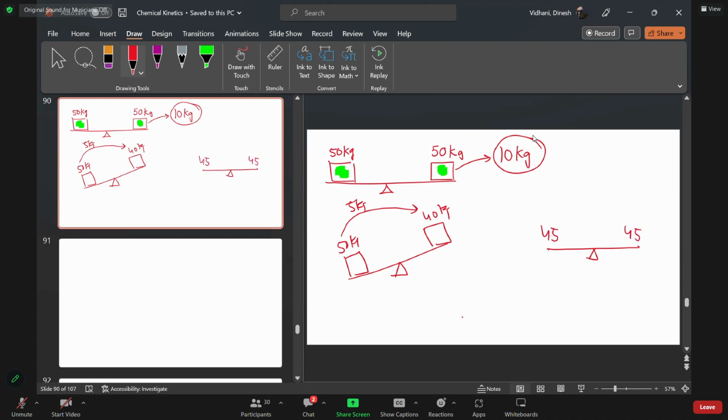Did you see what just happened? When I remove my product from the system, I'm shifting the equilibrium to the right side. Now I'm converting more of the reactants to the products. So in short, when you think about the concentration, when you increase the concentration of reactant, you move the equilibrium to the right side. When you increase the concentration of product, you move the equilibrium to the left side. When you remove the product from the system, you are moving the equilibrium to the right side, that means to the product. So more product will be formed if you keep on taking out your product.